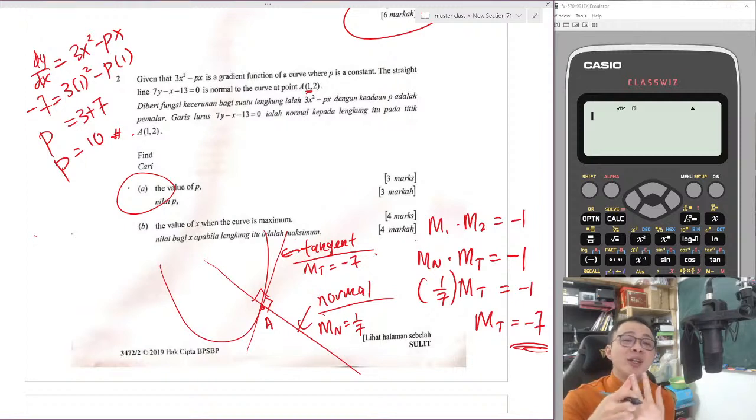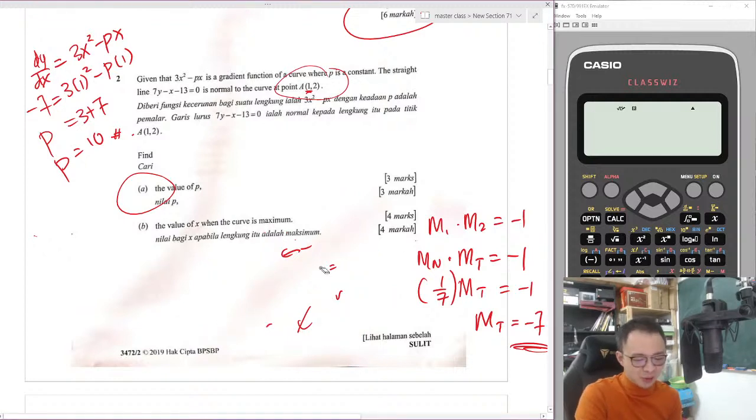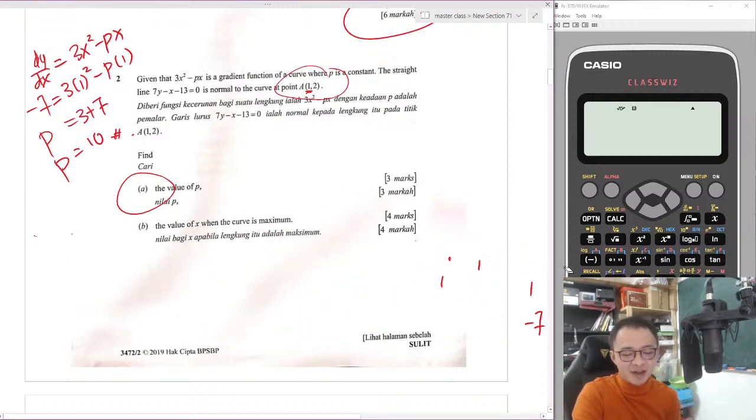The third thing you need to know is the gradient of the tangent equals dy/dx at a specific point, because the gradient of the curve, the gradient function, keeps on changing. At different points, you will have different gradients. This is the reason why I must mention it's only at a specific point A. So dy/dx equals the gradient of the tangent. By substituting it, you should easily get the value of p. Of course, you don't really need the diagram. I sketched it just to help you better understand it.